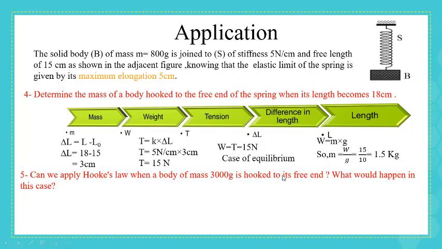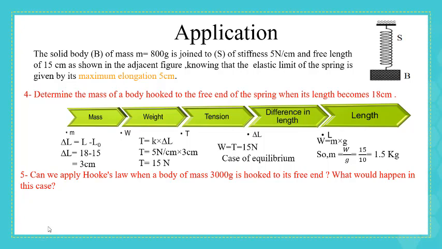Now, in order to know what will happen, we have to start from the given. The given in this question is the mass of this body. So we have the mass. And we have to find delta L. This is the aim of this exercise, to find delta L. So start from the given to find the aim of this exercise, that's the elongation.